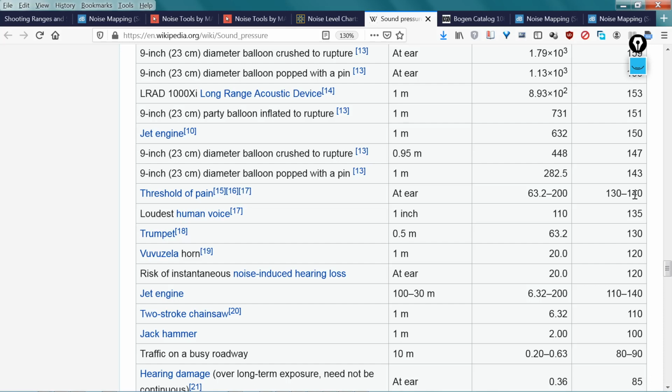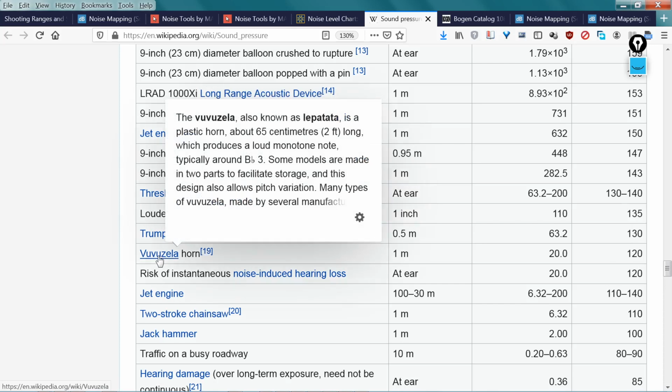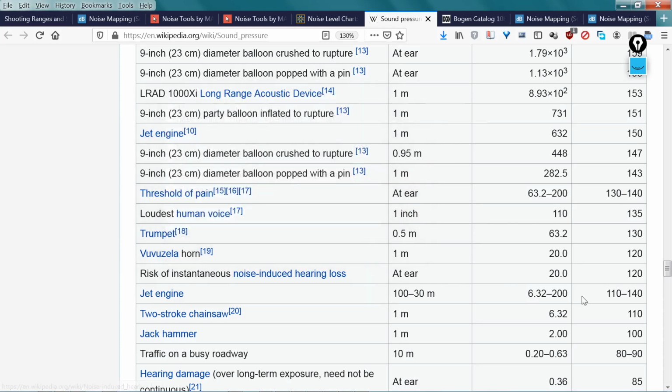So you can see that 120 decibel sound is still very loud. It's not quite as loud as the loudest human voice, but it's, I don't know what a Vuvuzela horn is, but it's certainly louder than a jet engine, or about as loud as a jet engine. Oh, this is a different one, at 1 meter up there. This one must be somewhere else.